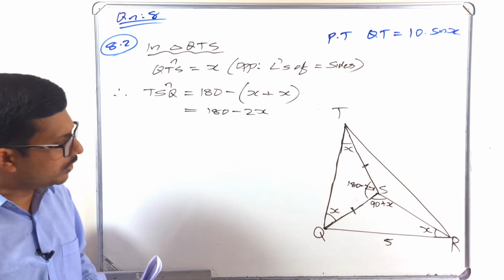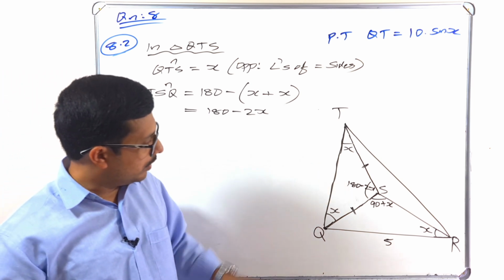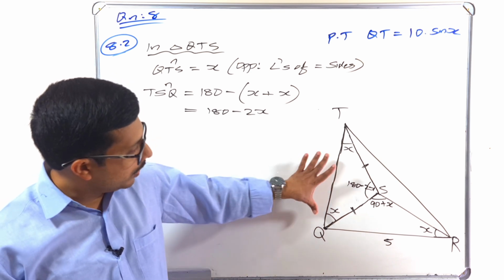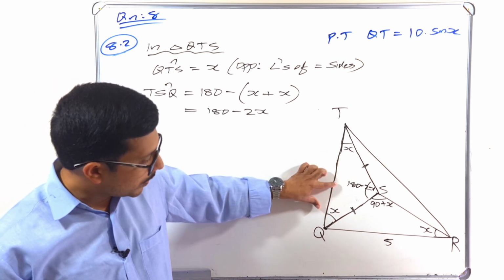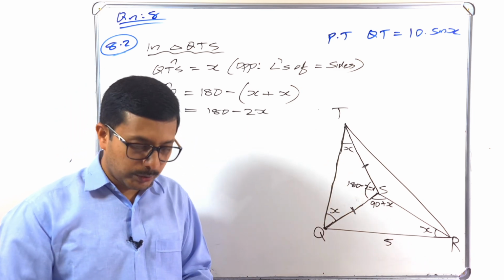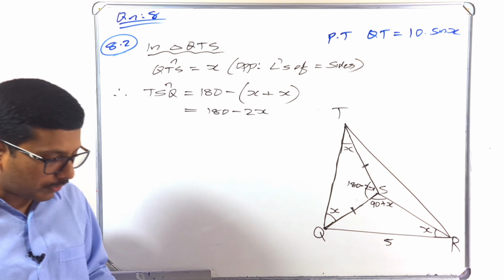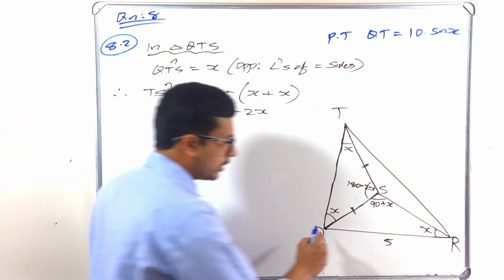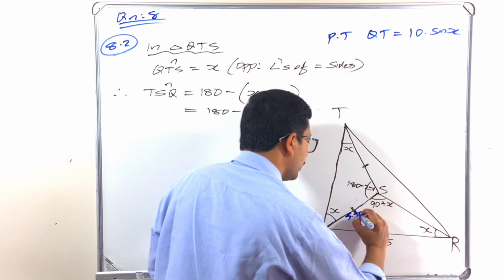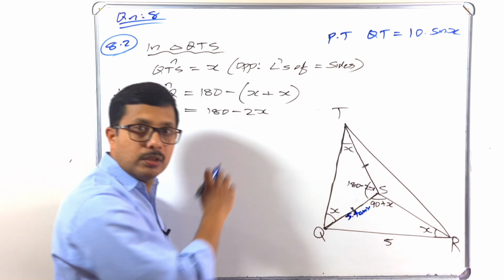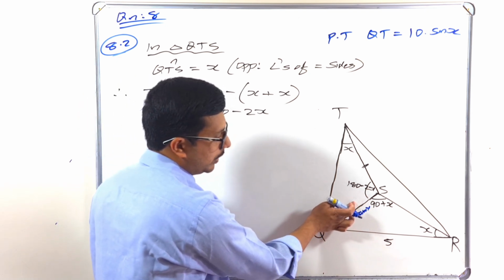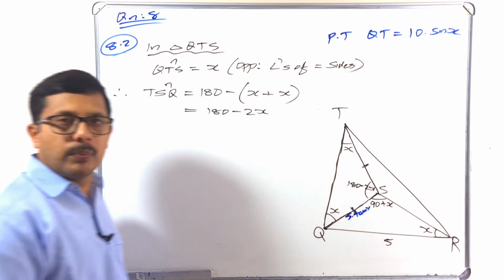So here also you can see that we can apply sine rule, because we have to find this side, and we know its opposite angle. Do you remember the previous question? We already proved that this side is 5 tan x. So what is the opposite angle of this side, 5 tan x? That is x. So I'm going to apply sine rule there.